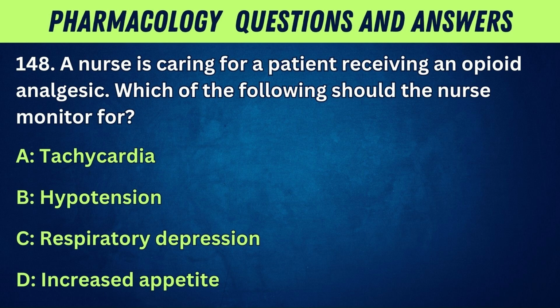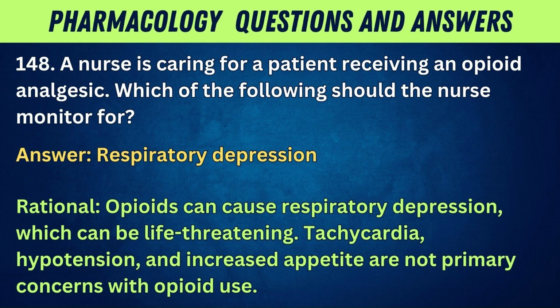148. A nurse is caring for a patient receiving an opioid analgesic. Which of the following should the nurse monitor for? A. Tachycardia. B. Hypotension. C. Respiratory depression. D. Increased appetite. Answer: Respiratory depression. Rationale: Opioids can cause respiratory depression, which can be life-threatening. Tachycardia, hypotension, and increased appetite are not primary concerns with opioid use.